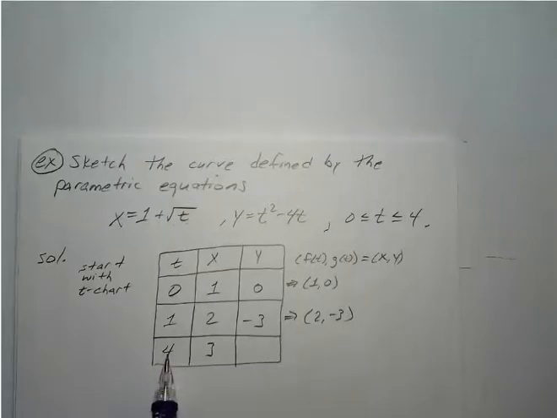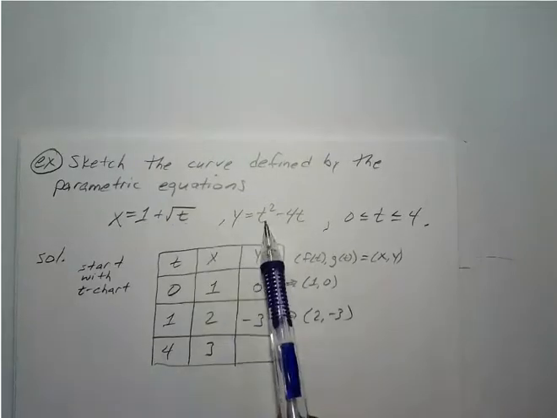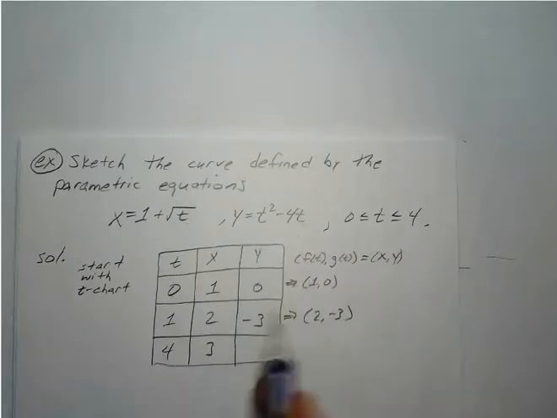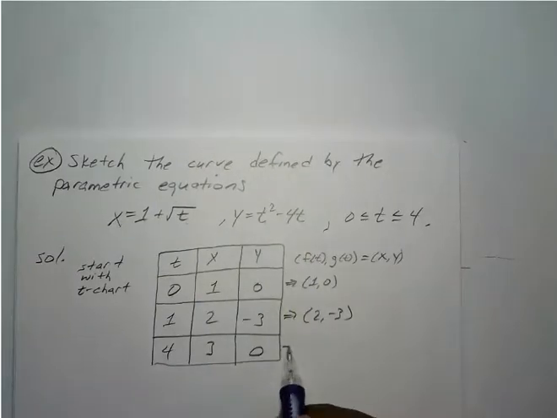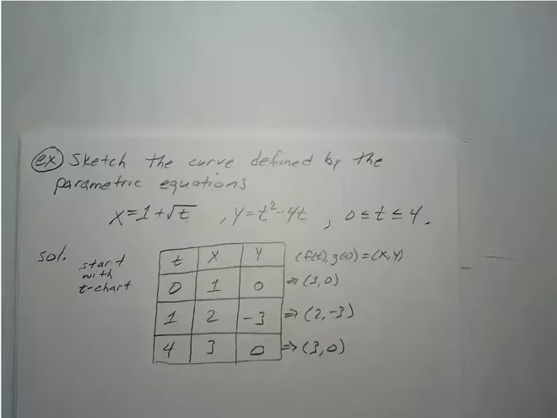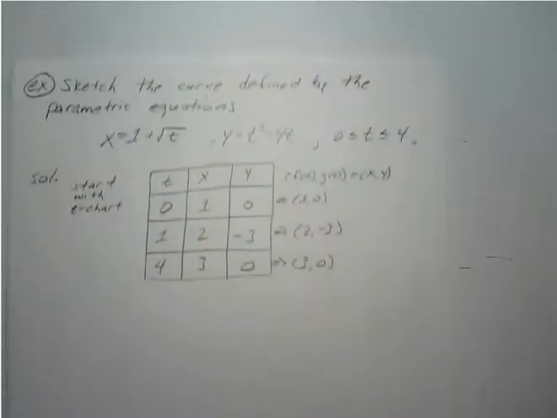Same thing here, you have your 4, so 4 squared is 16, minus 4 times 4, so you end up with 16 minus 16, which is 0. So you have 3, 0. Okay, so once you fill in your t-chart, you just plot those points on your regular XY graph.